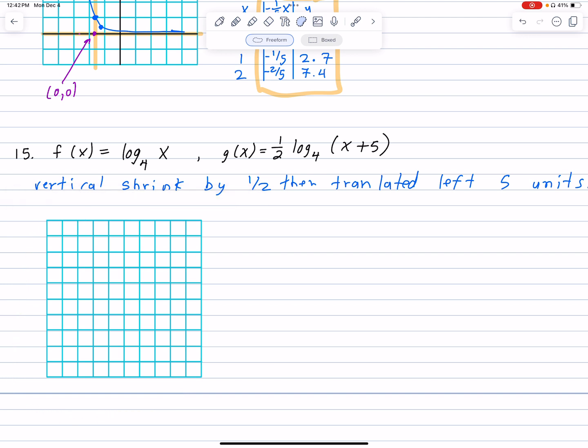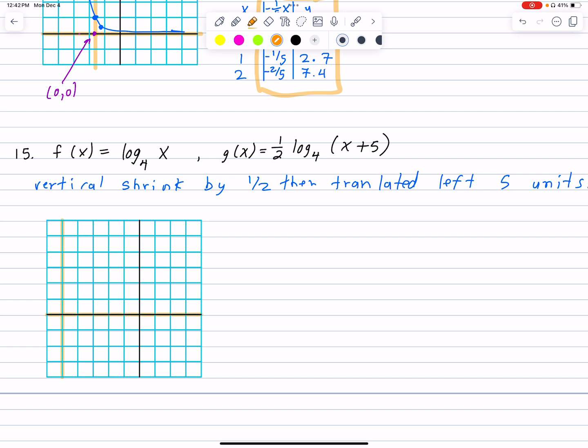And let's graph. So the only thing I have to really worry about in this case, the first thing I have to do is worry about that translation. So if the graph is normally here, I'm going to translate it 5 units to the left. So something like this. 1, 2, 3, 4, 5, something like this. Okay? So this would be my new coordinate grid.